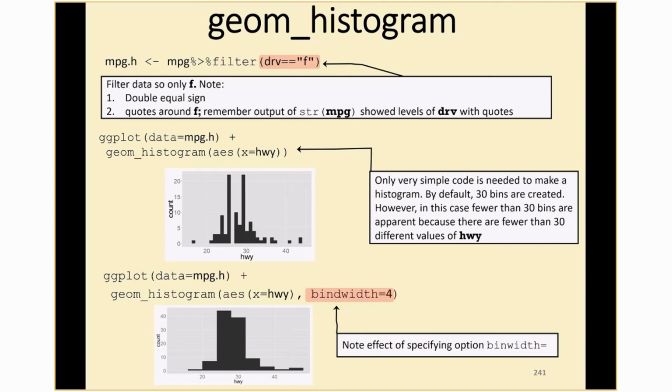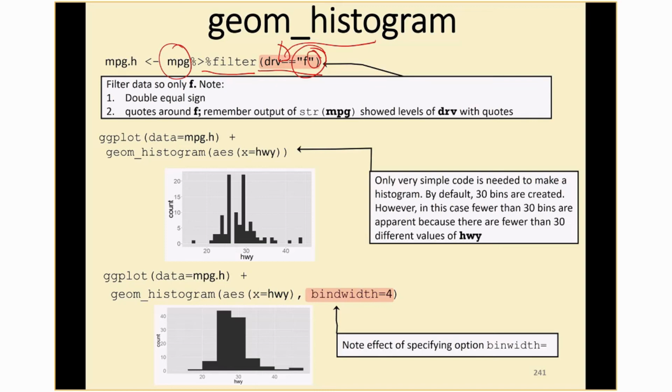Now, I said at the outset that I only wanted to look at the front-wheel drive vehicles. So I begin with mpg, and then I use this filtration to retain only the front-wheel drive vehicles. Again, as a matter of review, we've got a double equal sign here because this is a logical test. We only want to retain those records that are front-wheel drive. So a logical test, double equal sign. Also the quotation marks because drive is a discrete variable.